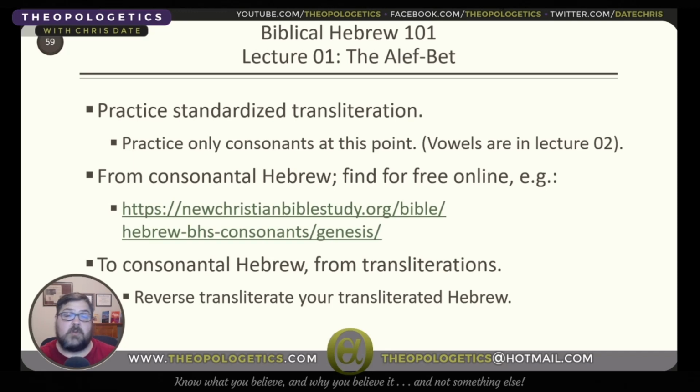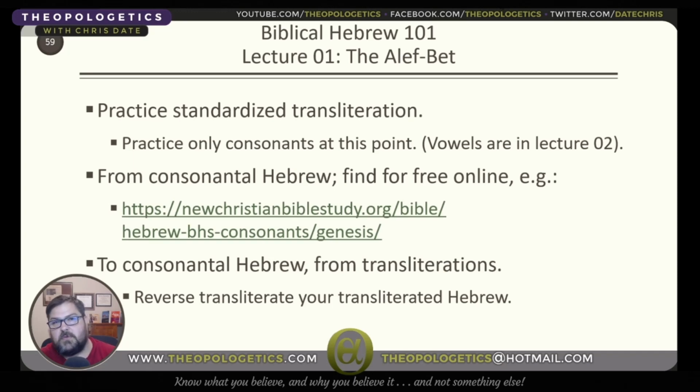So reverse, and one way to practice that, a super easy way if you followed the previous step that I recommended, is to reverse transliterate the Hebrew that you transliterated. So you take the consonantal Hebrew, you transliterate into English, and then you put away the consonantal Hebrew for a moment, reverse transliterate the English back into Hebrew, and then compare and make sure that you end up with what you started with. That's going to be a helpful way.